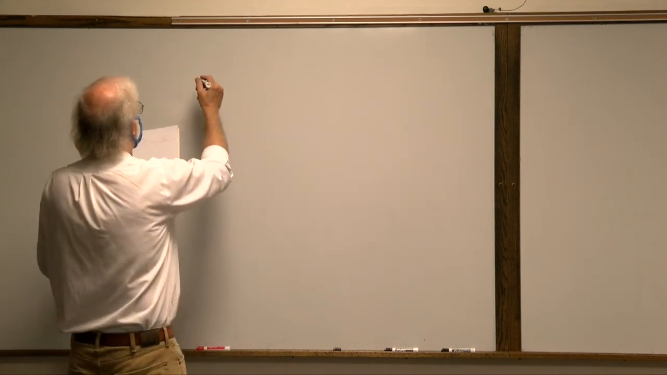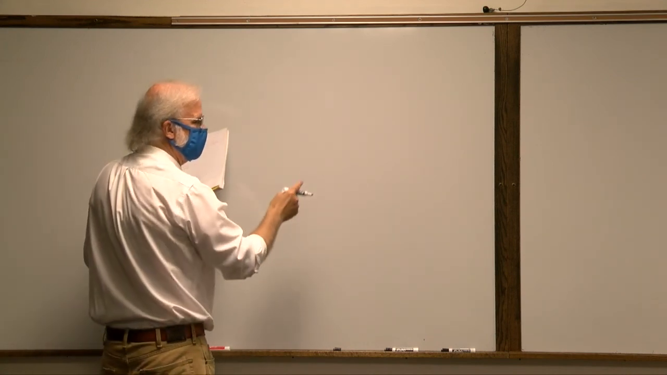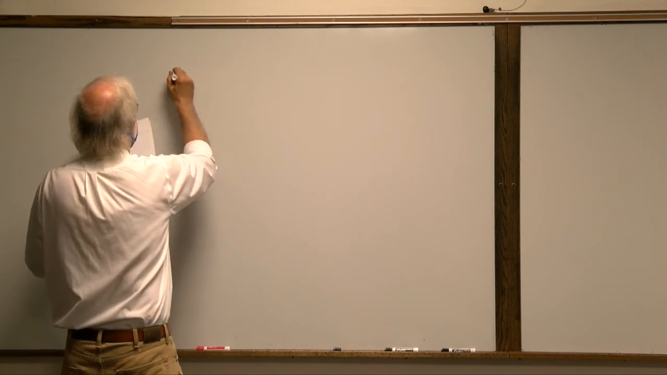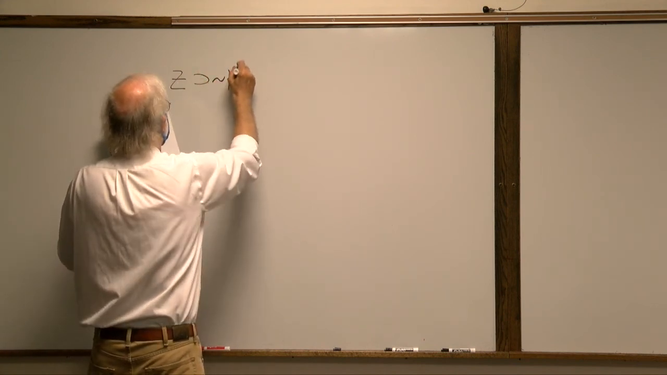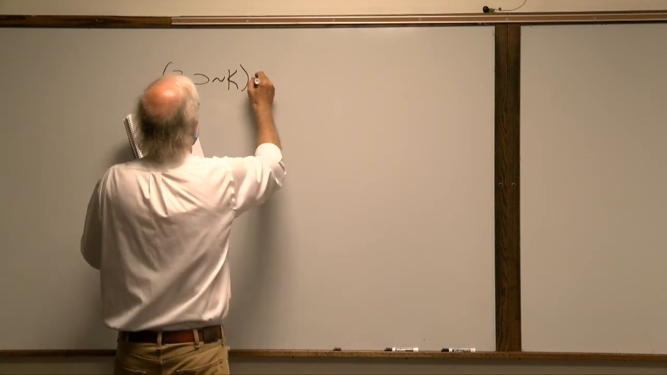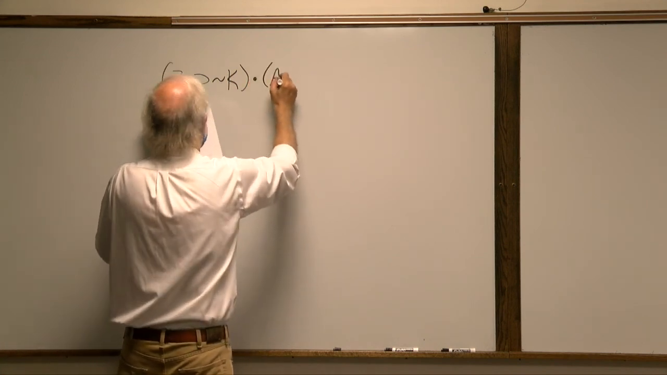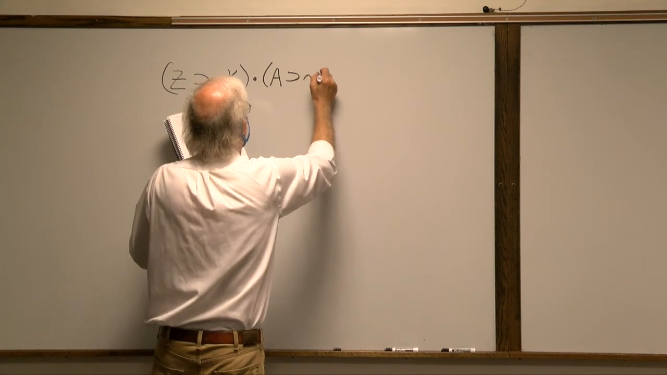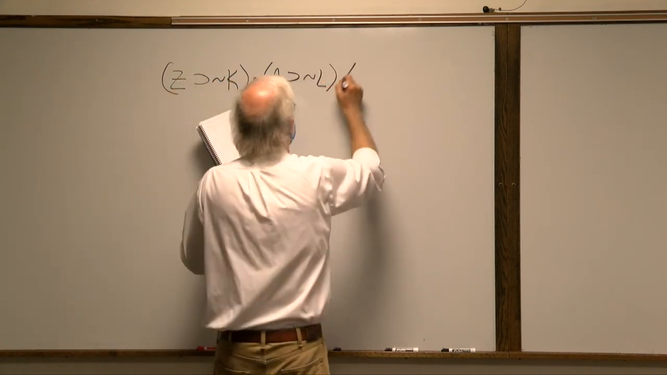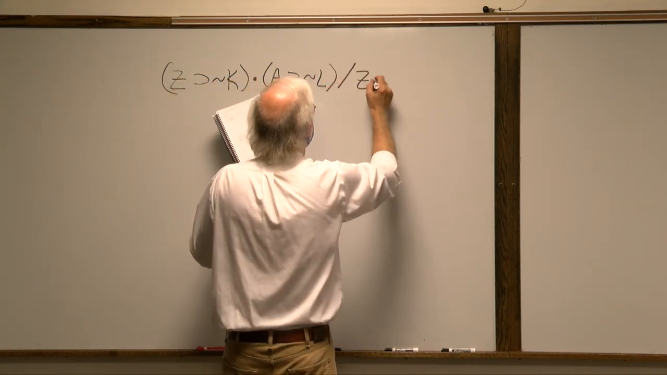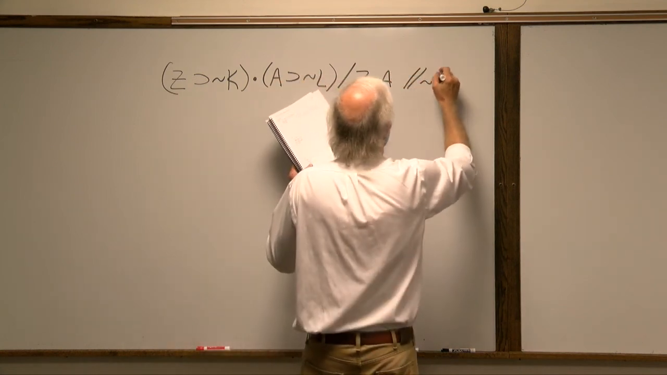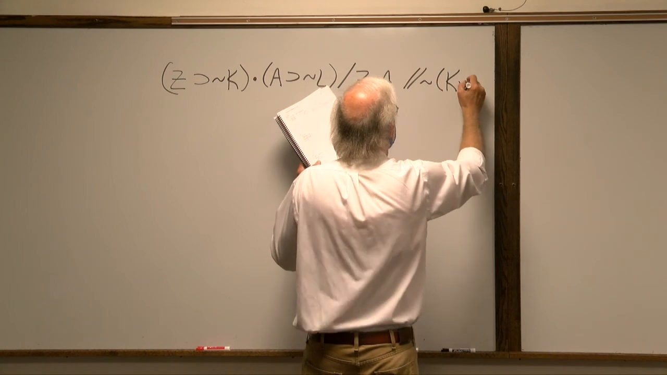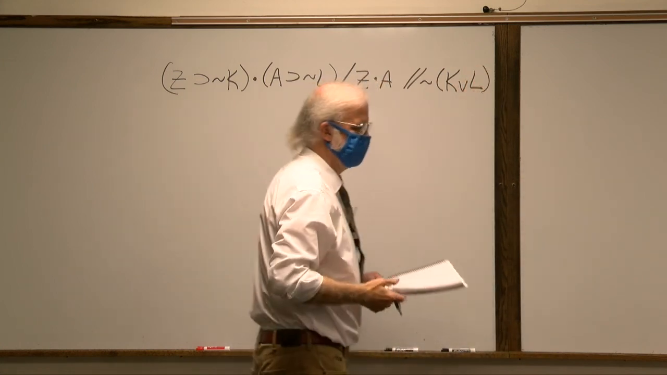This has got a longer set of premises, I'll grant you that. Z implies not K, and A implies not L. Second premise, Z and A. Conclusion, it's not the case that K or L.